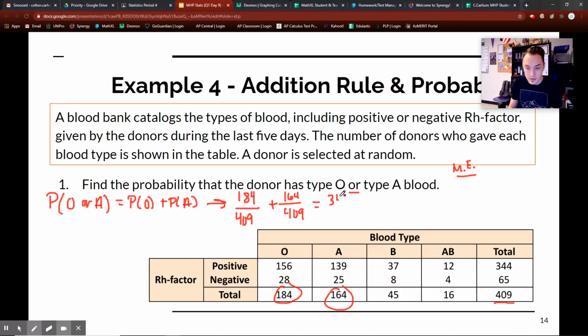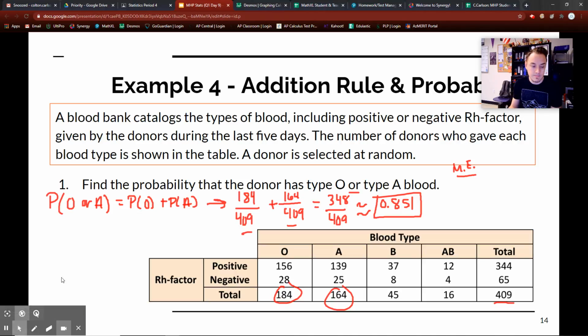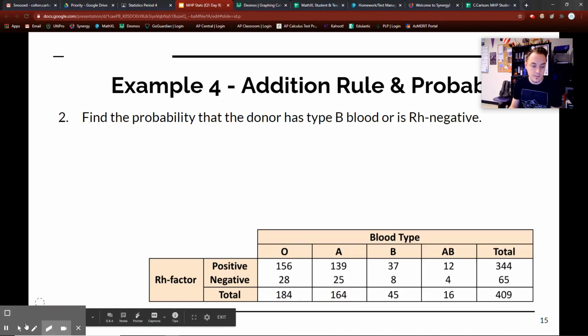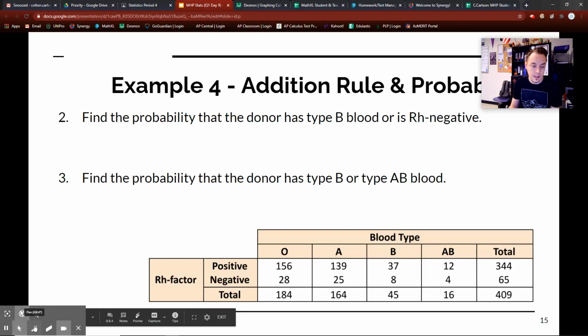This reduces down to 348 all over 409, because I can combine them since they have common denominators. When I simplify, it is 0.851. So about 85% is the probability that the donor has an O or an A blood type. Not too bad, right? All right, let's go through these next examples.